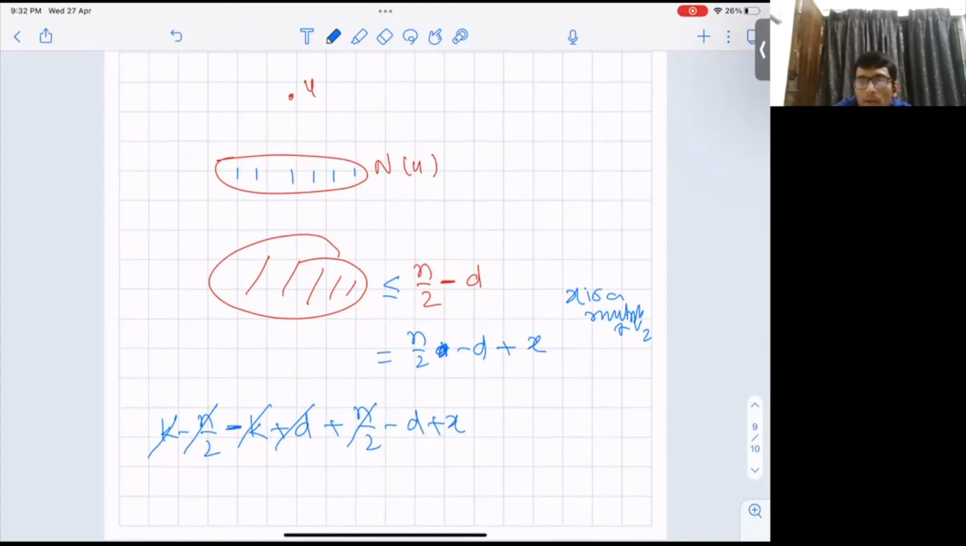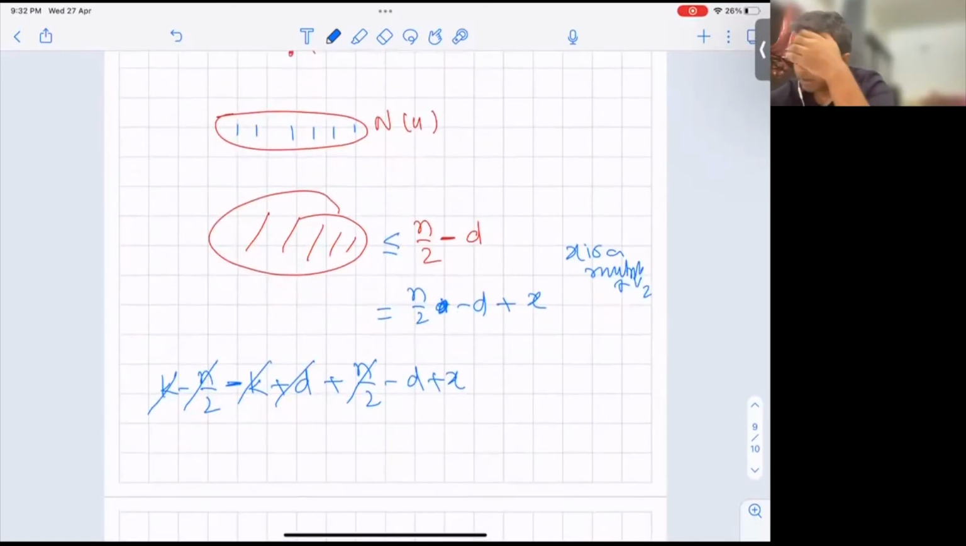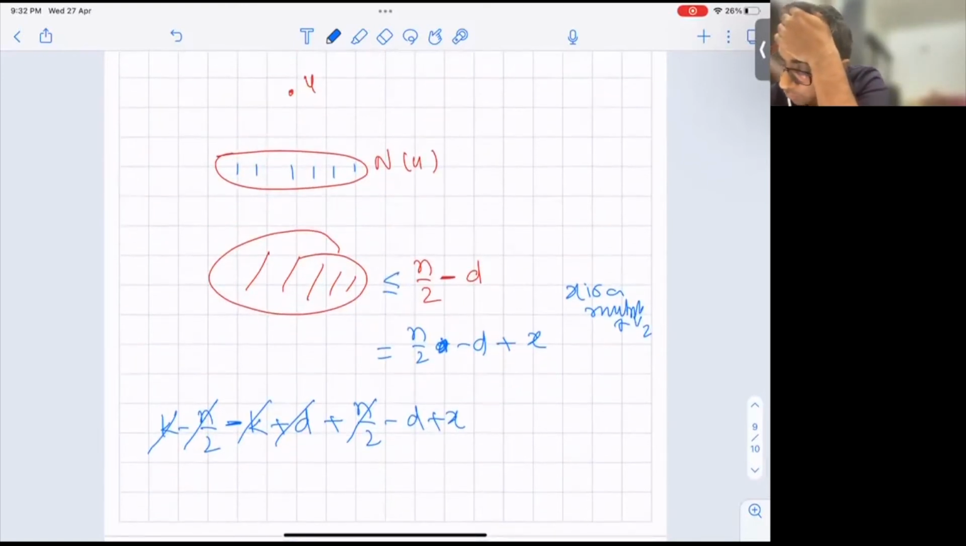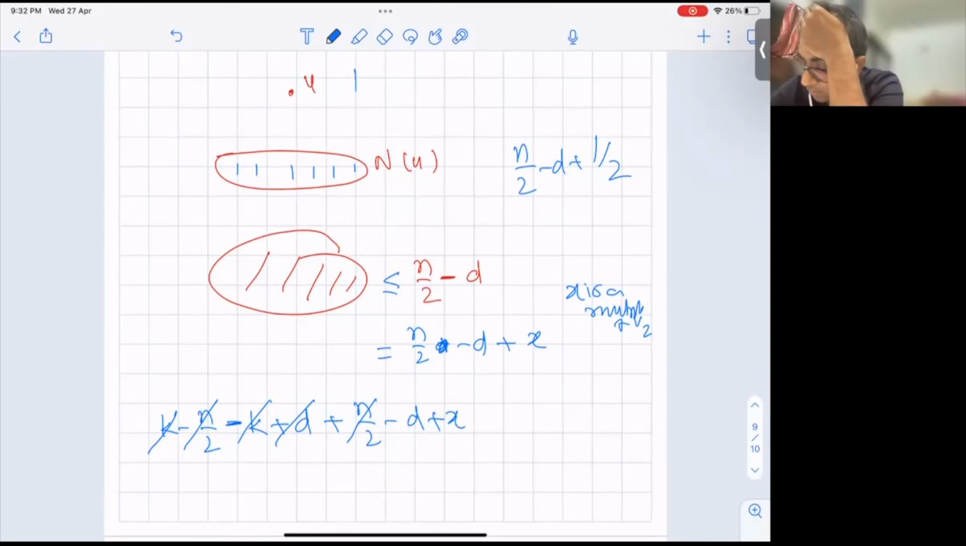Yeah. No, I didn't get it. What are you saying? In this case, what do you want to do? If it is n by 2 minus d plus half, what do you want to do there? Tell me. Then I assign u 1, and all neighbors of u 1 except one neighbor, we assign that neighbor half. So what happens because of that?